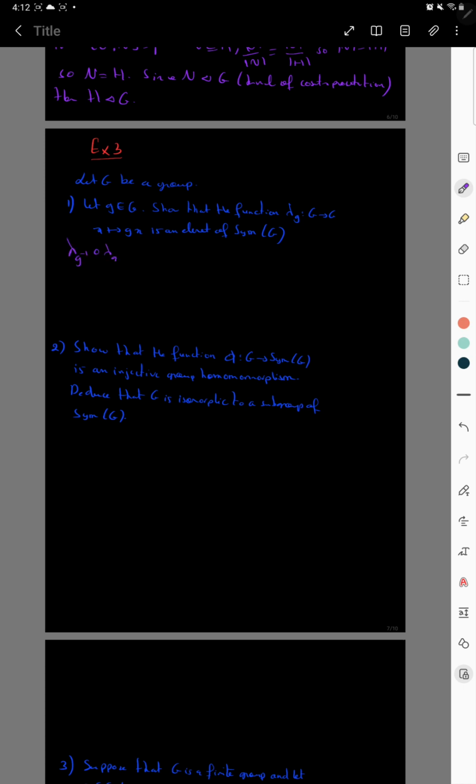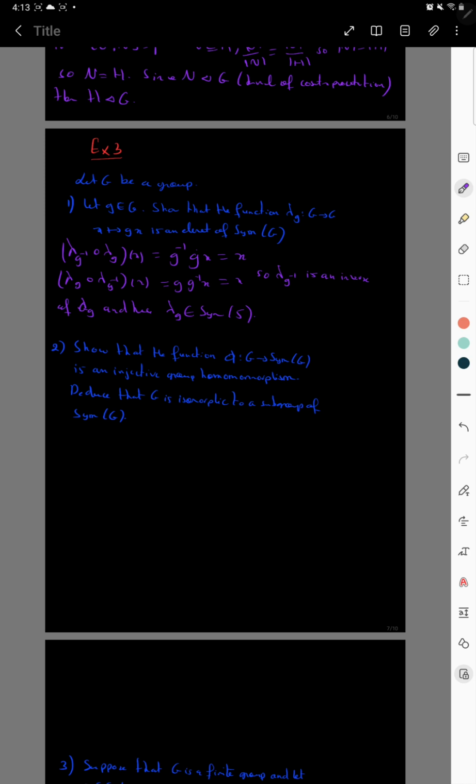Lambda_{g inverse} composed with lambda_g of x. What is that? This is just g inverse of gx, which is just x. And lambda_g composed with lambda_{g inverse}, here we can switch the order of g and g inverse. It's just g inverse x, which is just x. So lambda_{g inverse} is the inverse of lambda_g, and hence, you know that the inverse of a function is unique if it exists. So lambda_g belongs to Sym(G). We should know that a function is bijective if and only if it has an inverse.